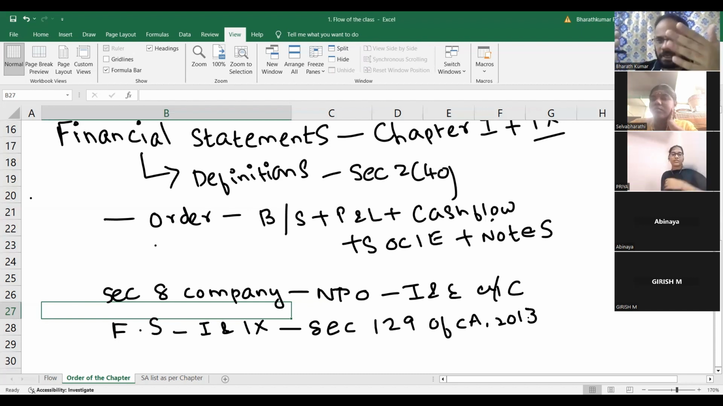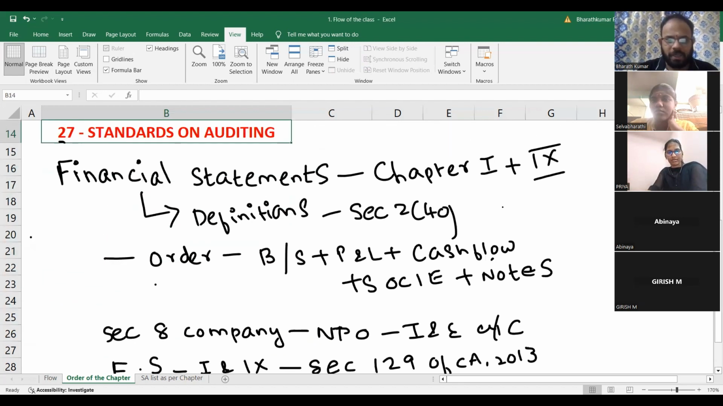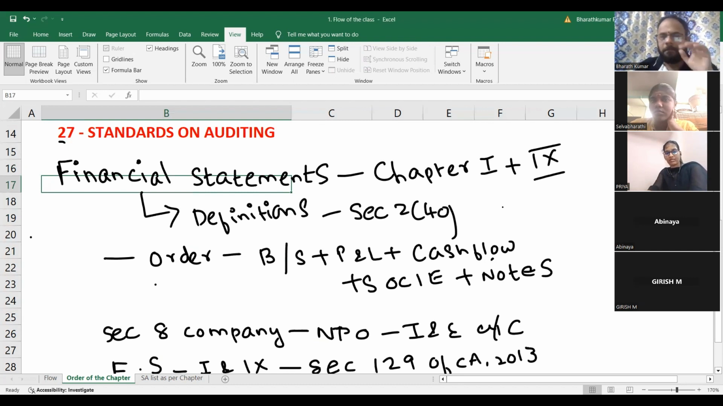Okay, shall I repeat again, guys? I have written so much, I will repeat, then you can write it in a clear-cut way. Now, I am not talking about audit. I am talking about financial statements. Financial statements will include many things, but for your understanding, you should know about chapter 1 and chapter number 9.